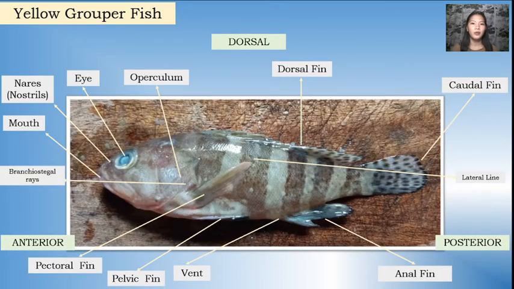So, the fourth one is yellow grouper fish. So, ito ang kanyang dorsal part, posterior part, anterior part, and the ventral part dito. So, ito ang kanyang operculum, ang eye, nares or nostrils, mouth, branchiostegal rays, pectoral fin, pelvic fin, vent, anal fin, and yan dito ng dorsal fin, caudal fin, ang kanyang buntot. So, yan, hindi rin ganun kalaki si lapu-lapu na aking nakuha or na-avail ko from the market.